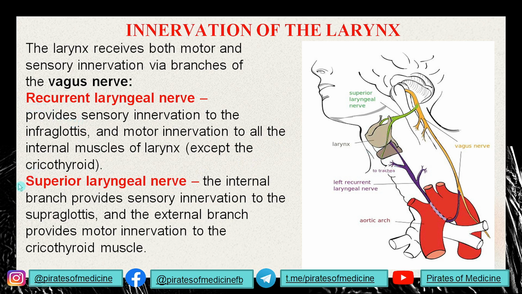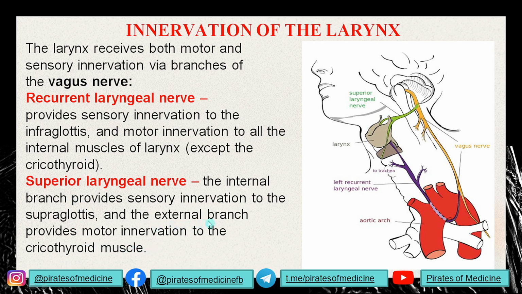The recurrent laryngeal nerve supplies motor innervation to all the internal muscles of the larynx except the cricothyroid. The superior laryngeal nerve supplies sensory innervation to the supraglottis, and the recurrent laryngeal supplies sensory innervation to the infraglottis. The superior laryngeal nerve provides motor innervation to the remaining intrinsic muscle, the cricothyroid muscle, which the recurrent laryngeal does not supply.